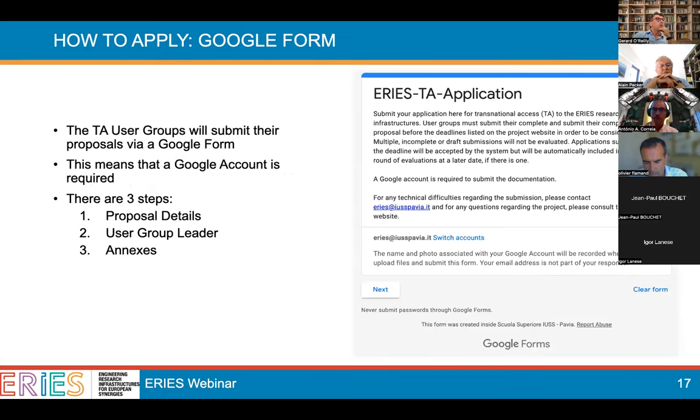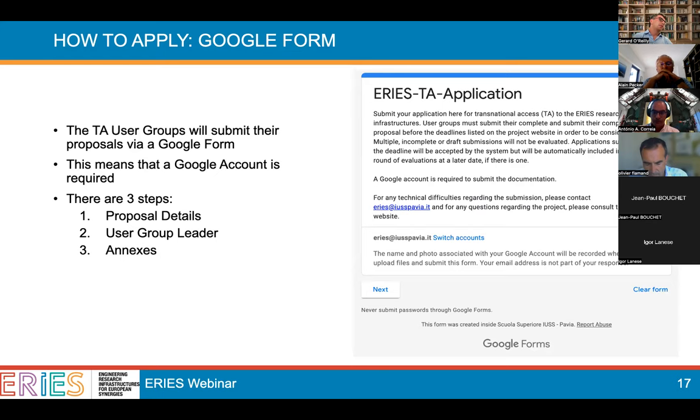So as I mentioned before, we'll be using the Google form. This unfortunately means that you require a Google account. Many institutions have this now as part of their emailing system, but if not, a personal email would more than suffice to do this. So it's not such a big obstacle in that sense.